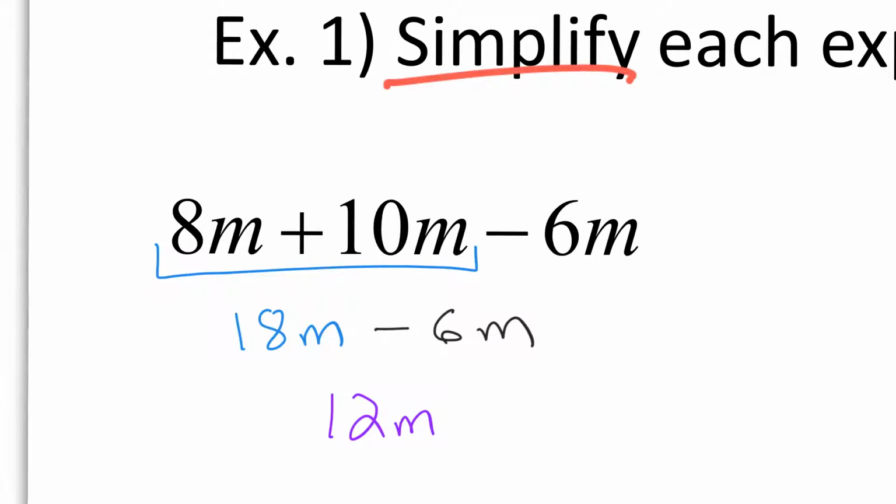Now make sense of the problem. We have 18m minus 6m. 18 minus 6 is 12. Keep the variable, and that is my answer. We have a monomial, one term, 12m.